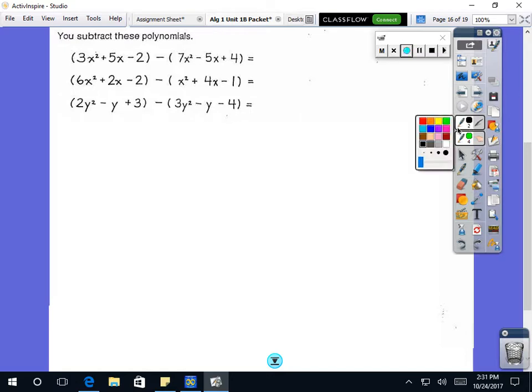So what's the first thing I need to do? Right. And to be able to do that, you have to do what? Right, change everything that came after it, because this is like a negative 1 that you are distributing. So negative 1 times 3y squared is? And then negative 1 times negative 1y is? Positive y. And then negative 1 times negative 4 is? Positive 4. It does not affect the trinomial that was in front, though.